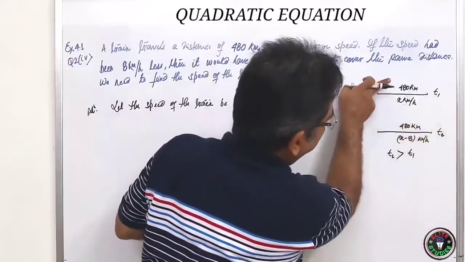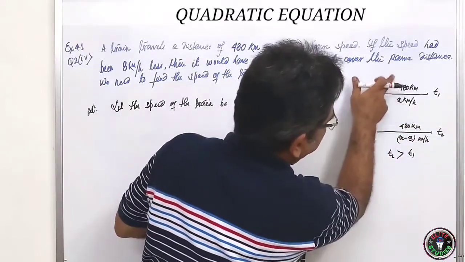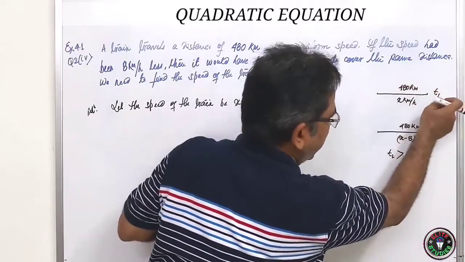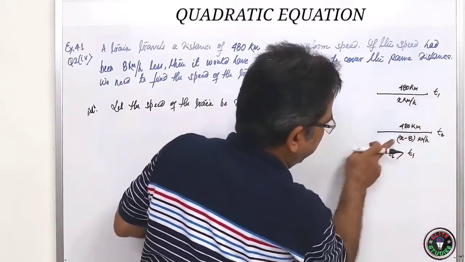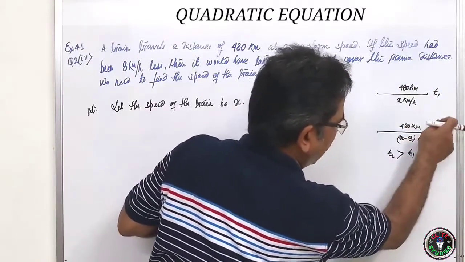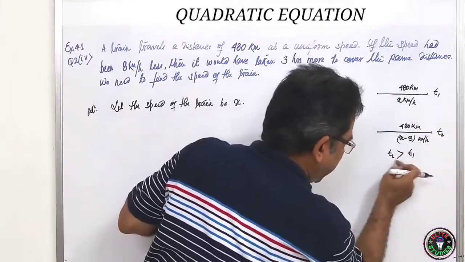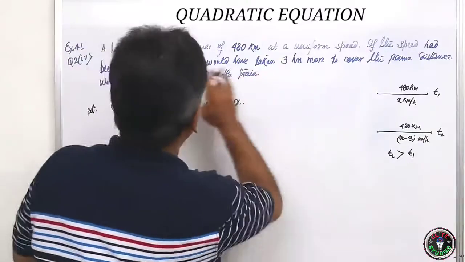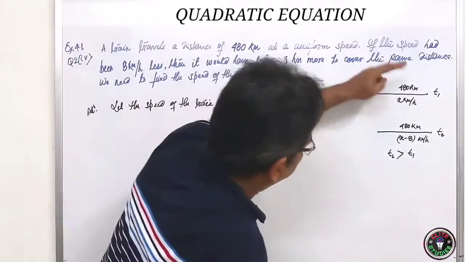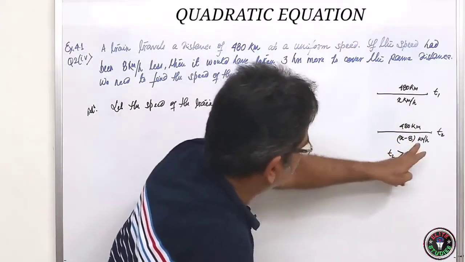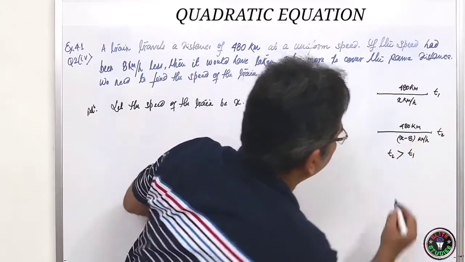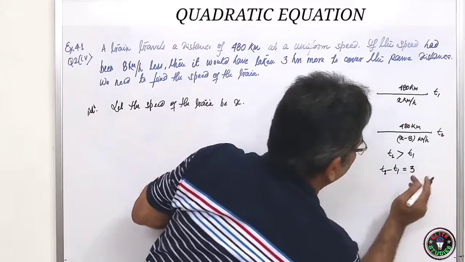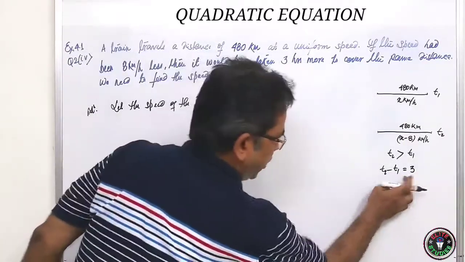Now here we know speed is equal to distance by time. So here we will get an equation. From here we will get the value of t1. Here again speed is equal to distance by time, and we will get t2, and t2 minus t1 will be equal to 3. Why? Because here it is told that had the speed been 8 km per hour less, then the time taken is 3 hours more. So therefore t2 minus t1 is equal to 3. So this is the required equation.